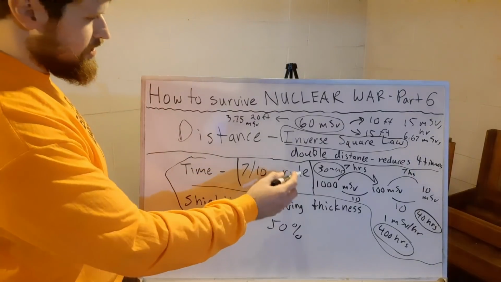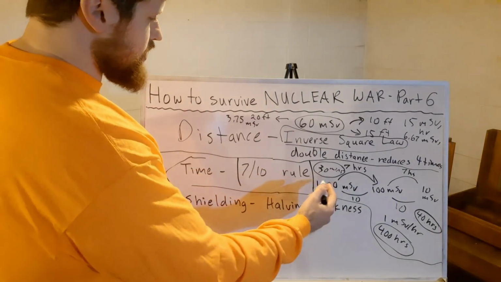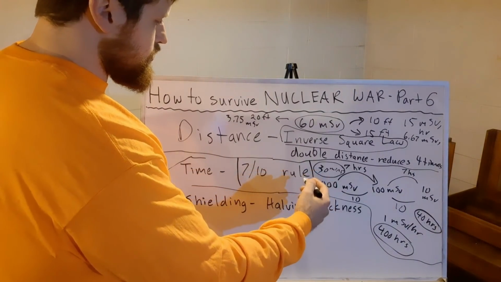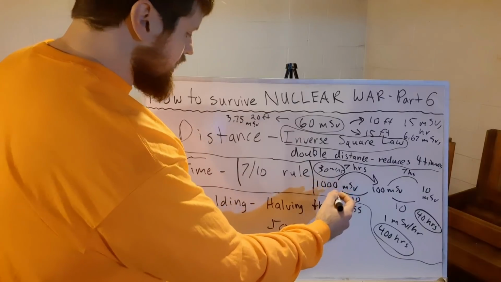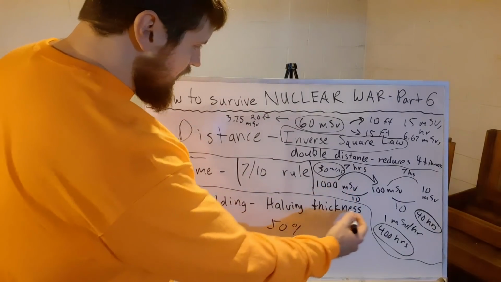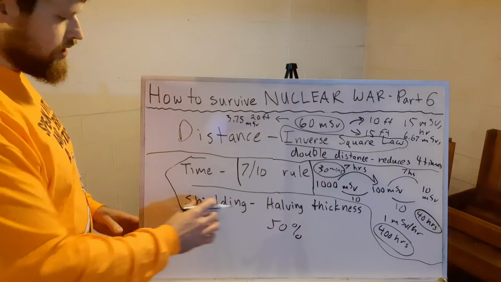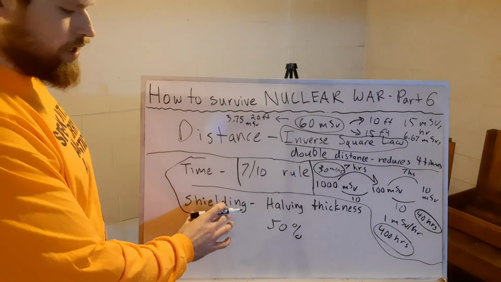For time, you got the 7-10 rule. For every factor of 7 in time, you reduce the radiation by a factor of 10. And shielding, you have halving thicknesses. And shielding is really very, very critical.